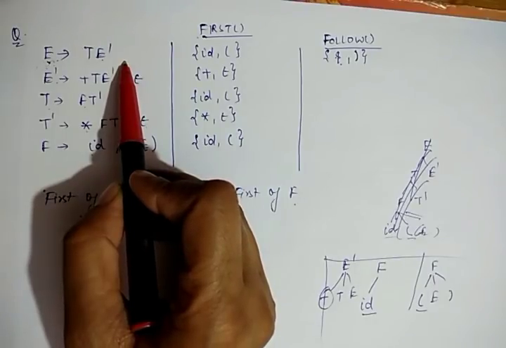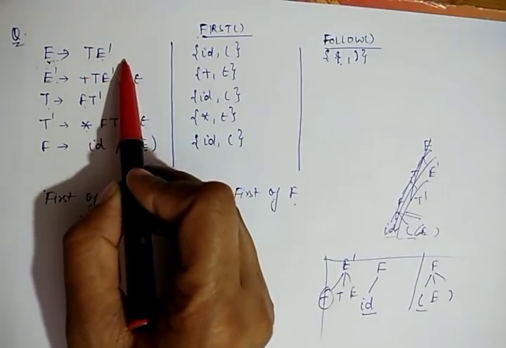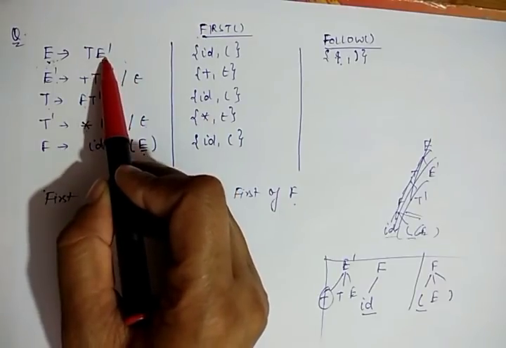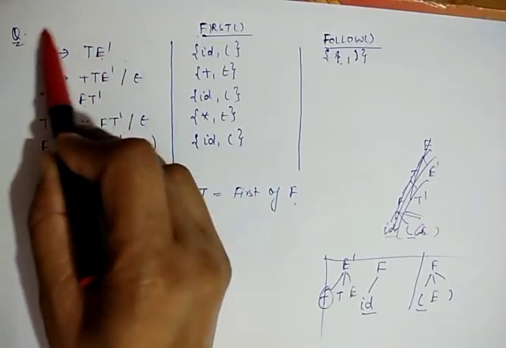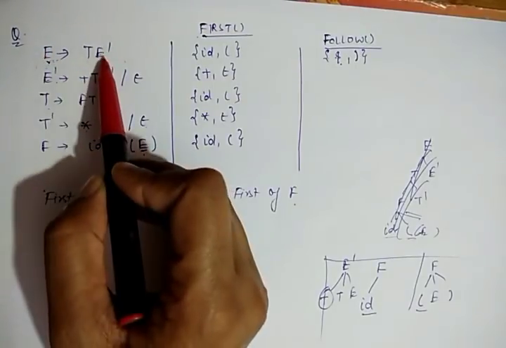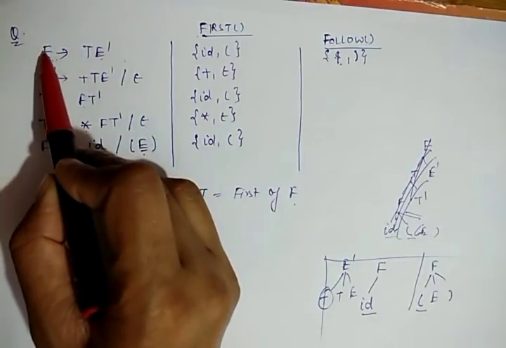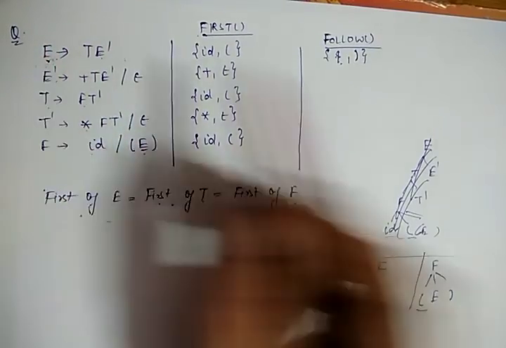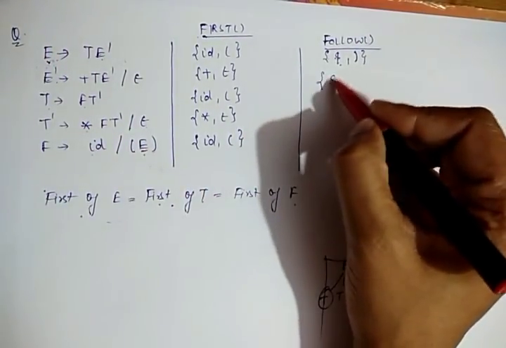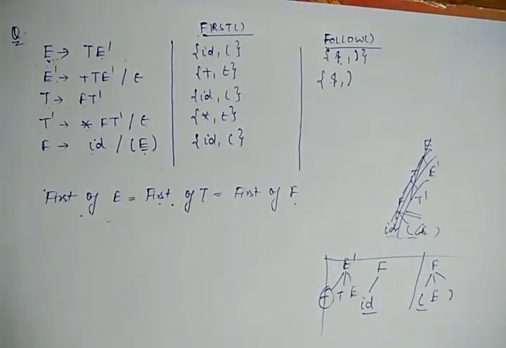As I already discussed, if a symbol is the rightmost element of the right hand side, then to find the follow of that symbol, we just follow the left hand side. Means if I have to find the follow of E dash, then it is equal to the follow of the left hand side, that is follow of E, which becomes dollar and close brace.